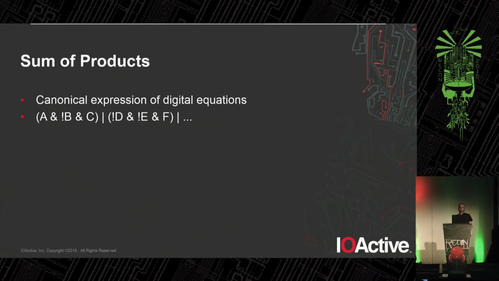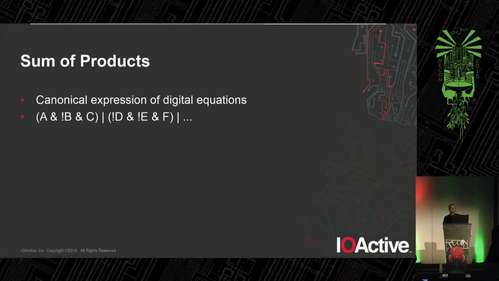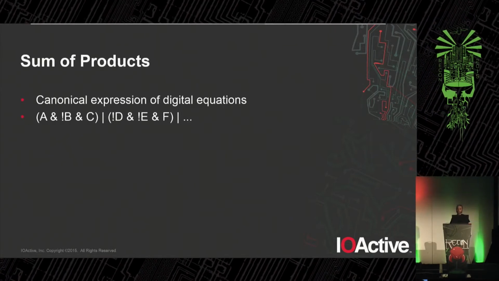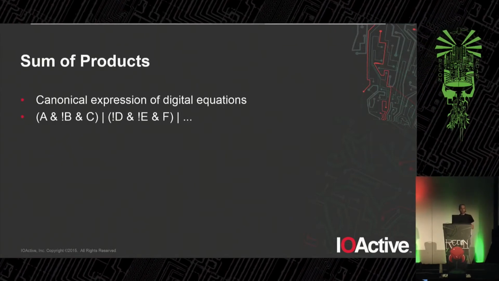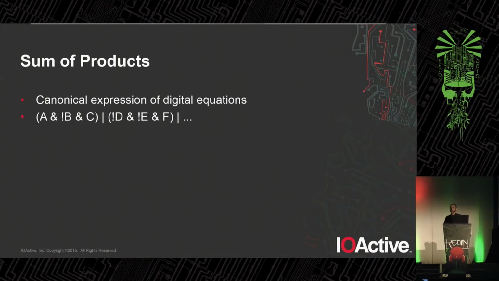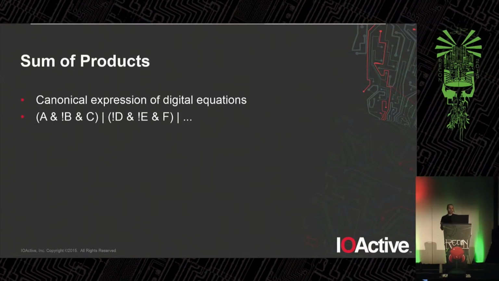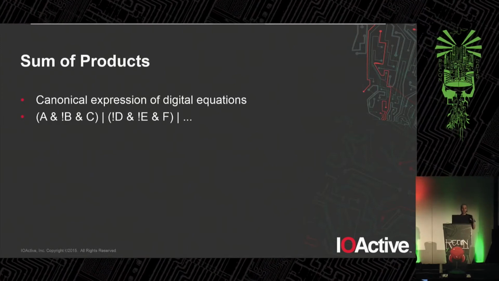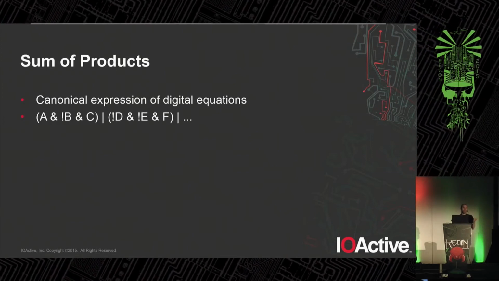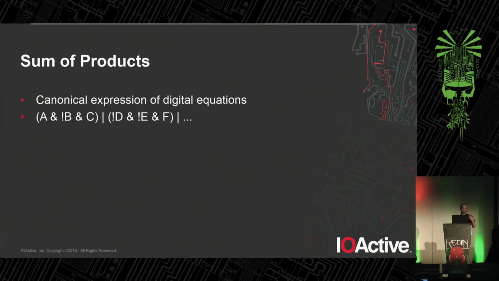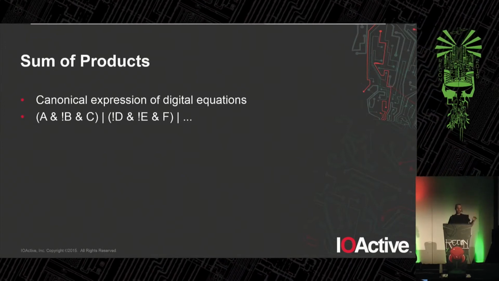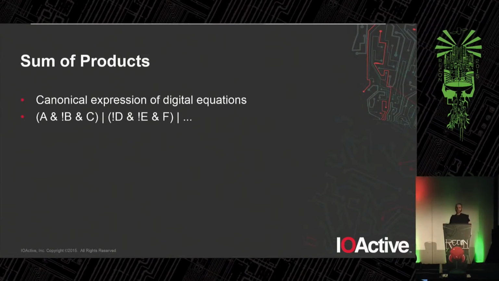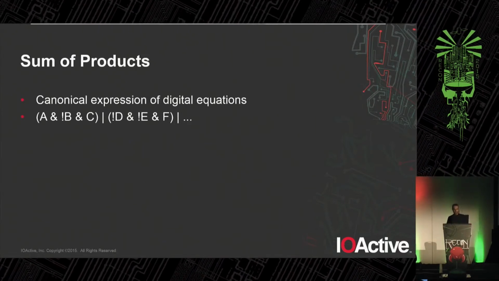So let's get a little bit into the architecture of what a CPLD actually is. Any digital equations can be expressed using a form known as sum of products. It's a canonical representation of digital equations in which you take a series of terms, you bitwise AND them together, either the input or its complement. You can just treat the complement as coming into your device. So you've got A and B and C, or C and D and E, etc.